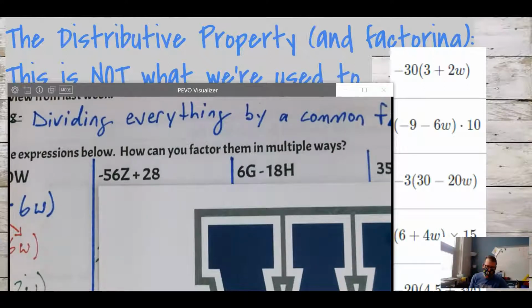Think about, are they both even? Are they both factors of 5 or 10 or something big?